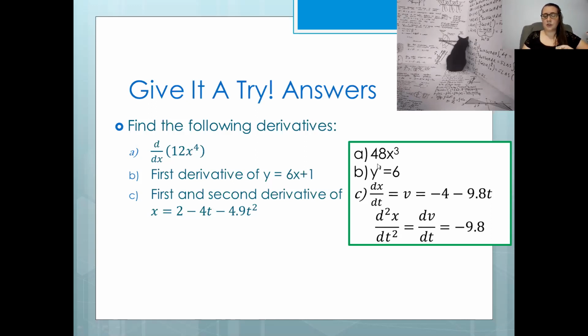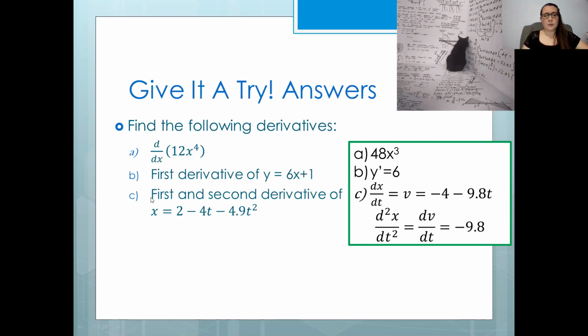I wrote it in a different way here just because you'll see different notations as you go through physics and calculus. It means the same thing though, right? dx is the same thing as a prime. They both mean take the derivative of something. So if our function here, y equals 6x plus 1, that means the derivative of our function, or y prime, is just 6. Right? Again, applying that power rule and that sum rule gives us just 6 as our derivative.